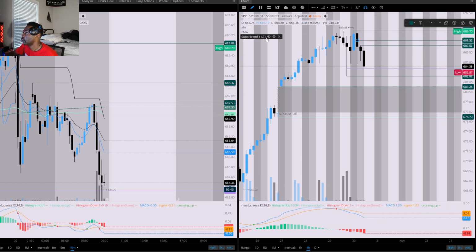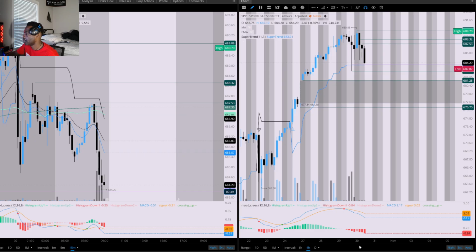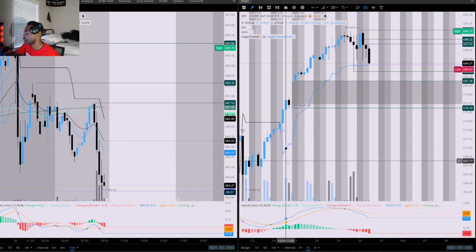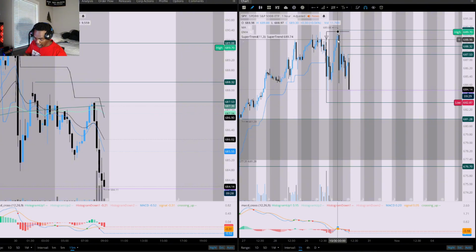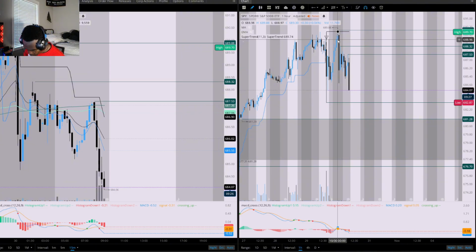Next, we'll look at this thing called the ST, the super trend. It really doesn't do anything, but I just like to make sure everything's going right with it. So it's blue on the 4 hour and it's flipped black on the 1 hour. And you write that down. So basically write down everything.